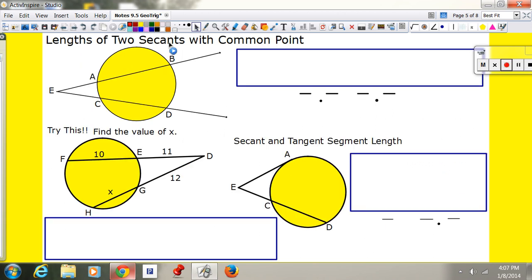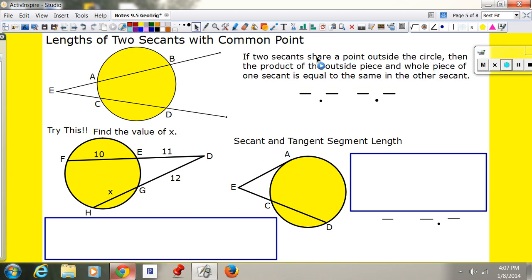Lengths of two secants with a common point. So this time you get, it's like the big arc minus little arc divided by 2. If you were trying to find this angle, that would work, but we're trying to find out how long this piece is, or how long this piece is, or the length of this whole secant right here, from E all the way to D. So to do that, two secants share a point outside the circle.